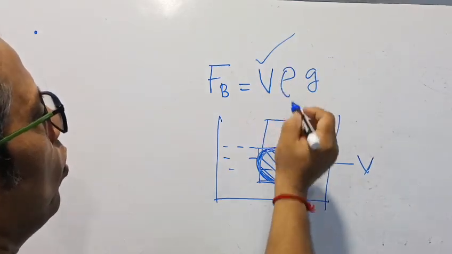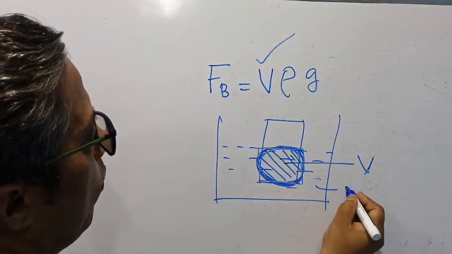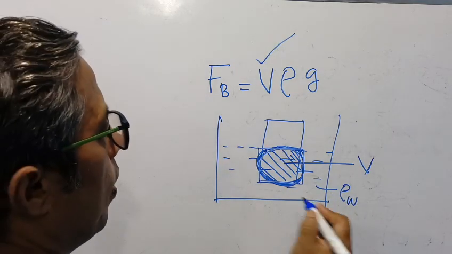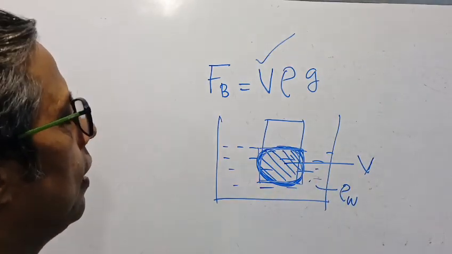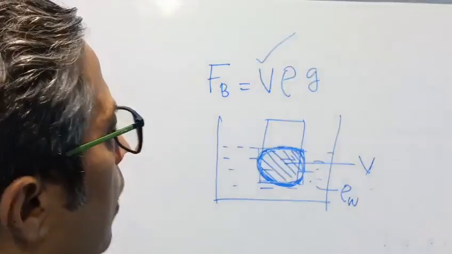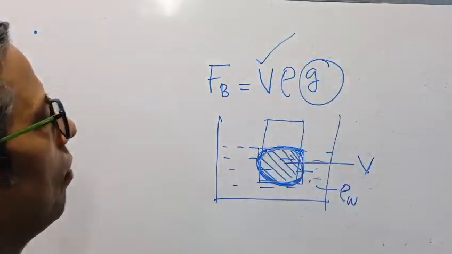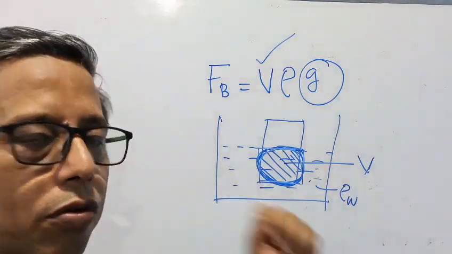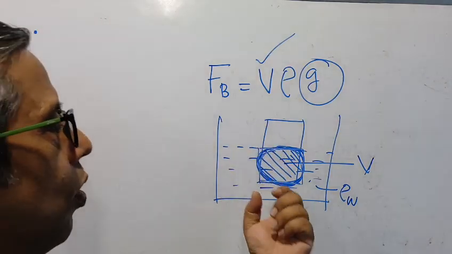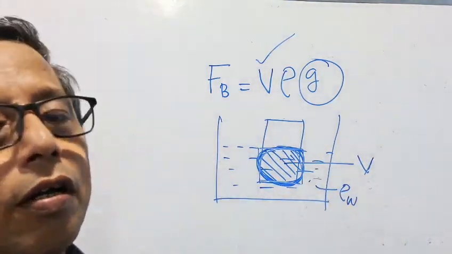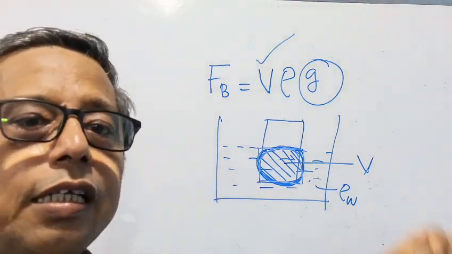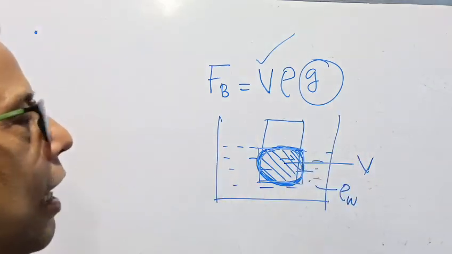Now this rho is the density of this liquid. So if this is water, you can say it is rho W or whatever. So this density is the density of the liquid which is giving upthrust. And this G is the acceleration due to gravity. So this is the upthrust force, having three parameters. First one is the volume of the object which is inside water, and rho is the density of the liquid where the object is sinking or floating, and G is the acceleration due to gravity.